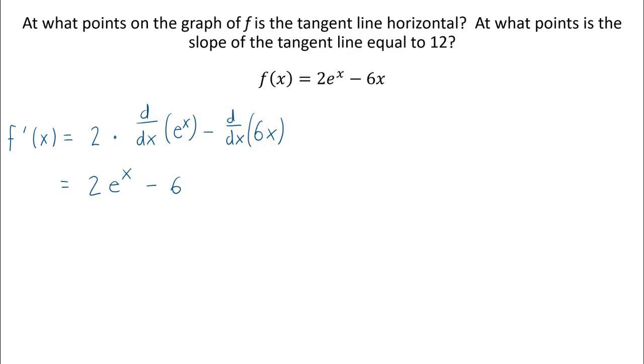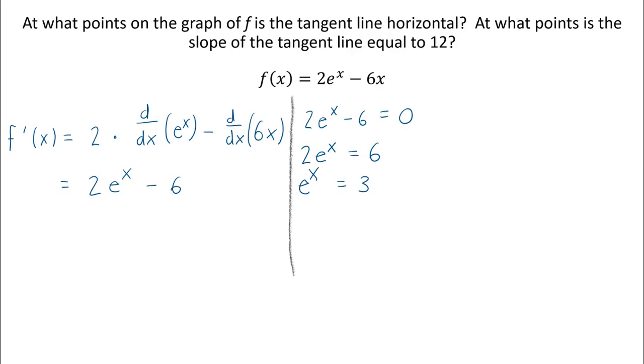This is the slope function. This function will give us the slope of the original function at any value for x. And we want to know where the slope is equal to 0. So we want to know where 2e to the x minus 6 is equal to 0, because that's where we'll have horizontal tangent lines. So let's solve the equation 2e to the x minus 6 equals 0. Adding 6 to both sides gives us 2e to the x equals 6, and then dividing both sides by 2 gives us e to the x equals 3.